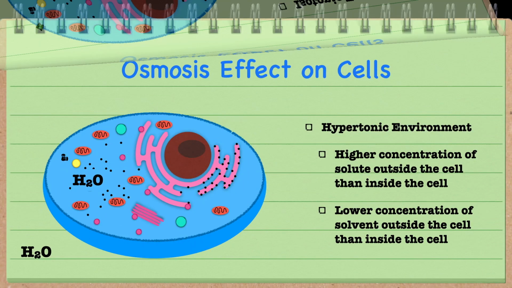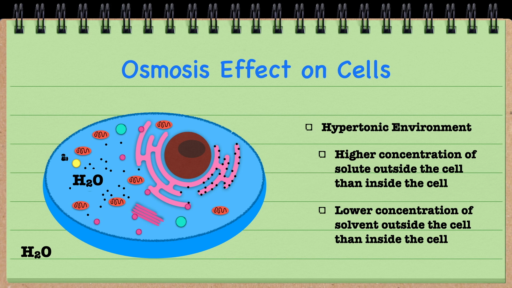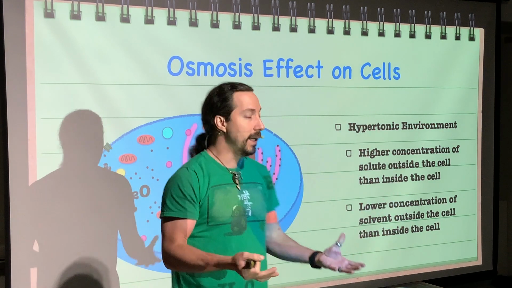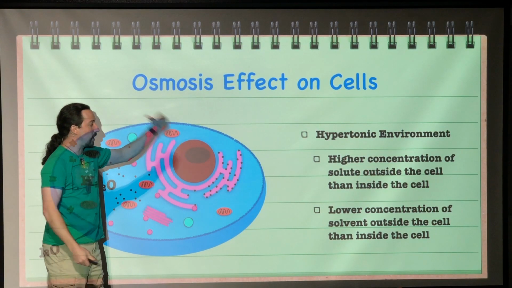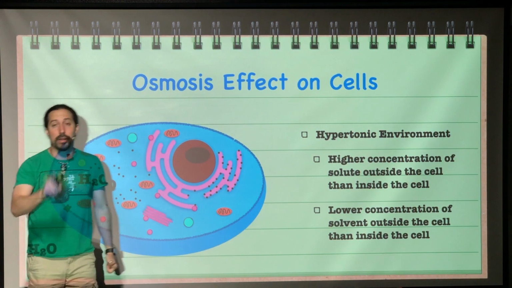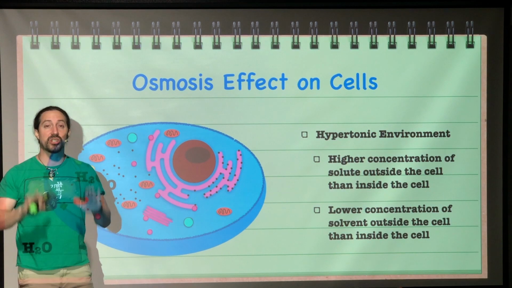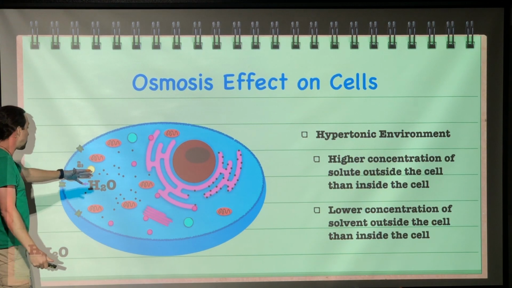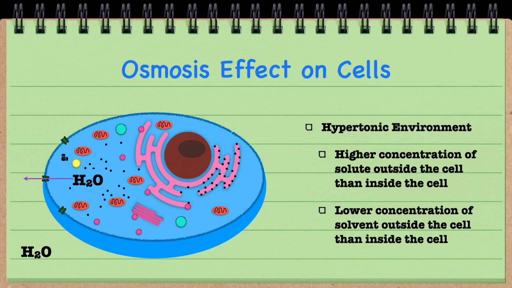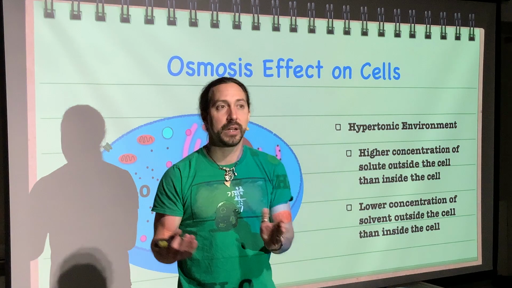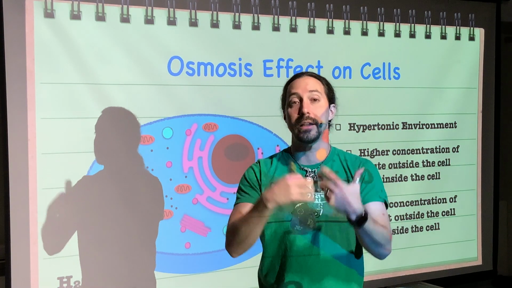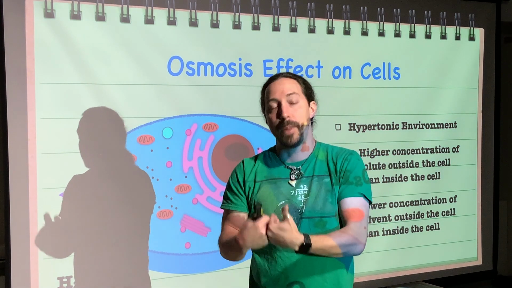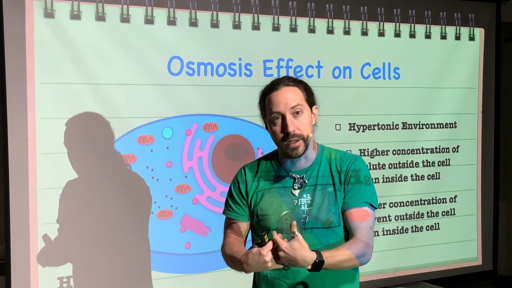On the other hand, if we were to change this, and we're looking at a hypertonic environment, if we were to take an animal cell and place it in a hypertonic environment, the result would be that there would be a higher concentration of solute outside the cell, but it also would mean that there is a lower concentration of water outside of the cell. And so water would actually go from the cell out. The water would move out of the cell because there is a higher concentration of water inside the cell than there is outside of the cell. The inside of the cell was hypotonic compared to the outside, which was hypertonic.